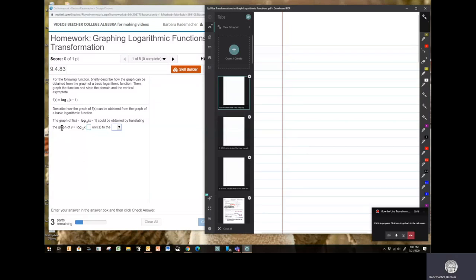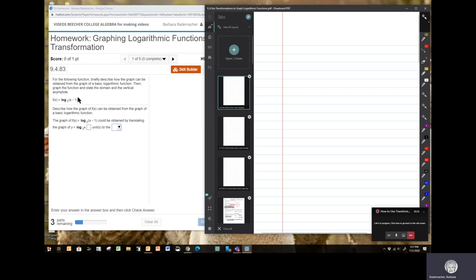Here's our first problem. For the following function, briefly describe how the graph can be obtained from the graph of a basic logarithmic function. Then graph the function and state the domain and the vertical asymptote. Yes, logarithms have a vertical asymptote, just like exponential functions have a horizontal asymptote. And you have to remember that. Okay. We're looking at f of x equals log base 3 of x minus 1.